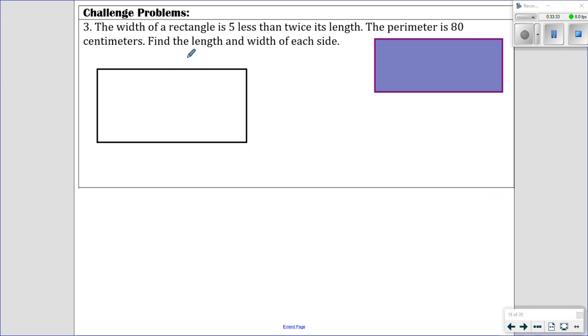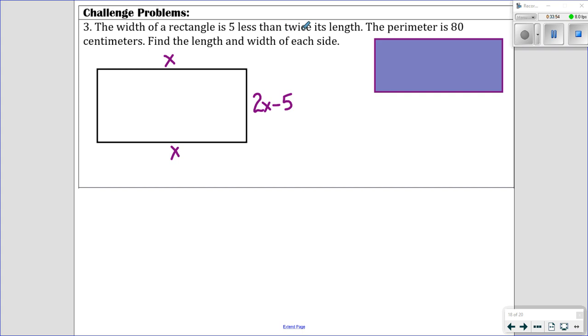So the width of the rectangle, I'm going to make this the width, of course. The width is 5 less than twice its length. Do we know the length? No, so it's x. This is also x. But the width is 5 less than twice the length, so it'd be twice the length and 5 less than.